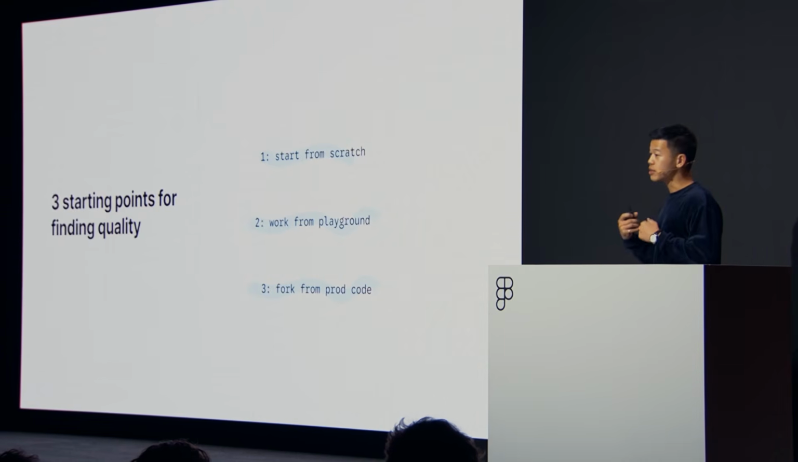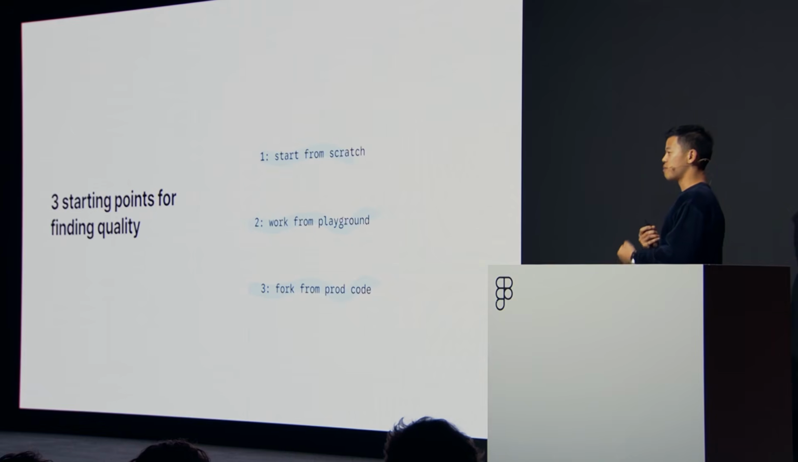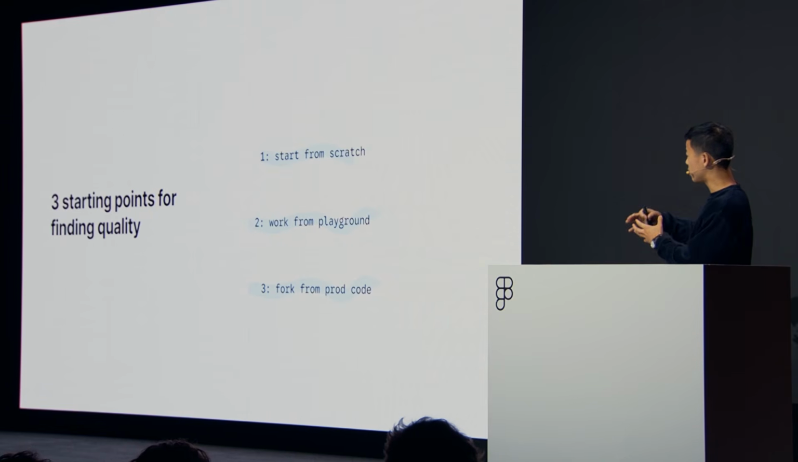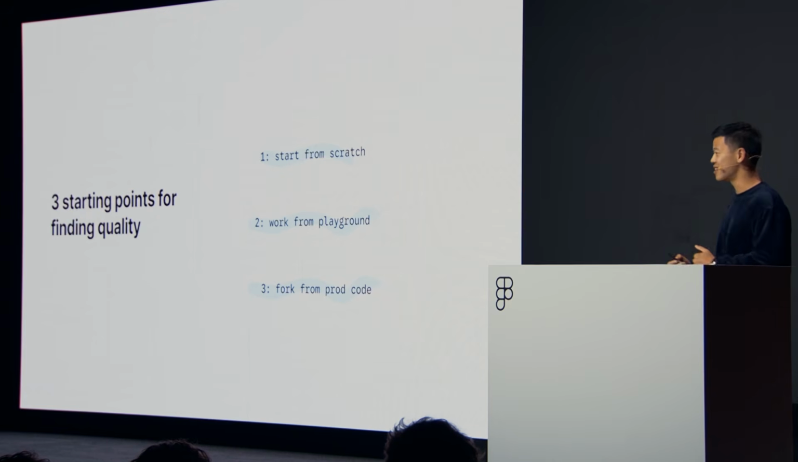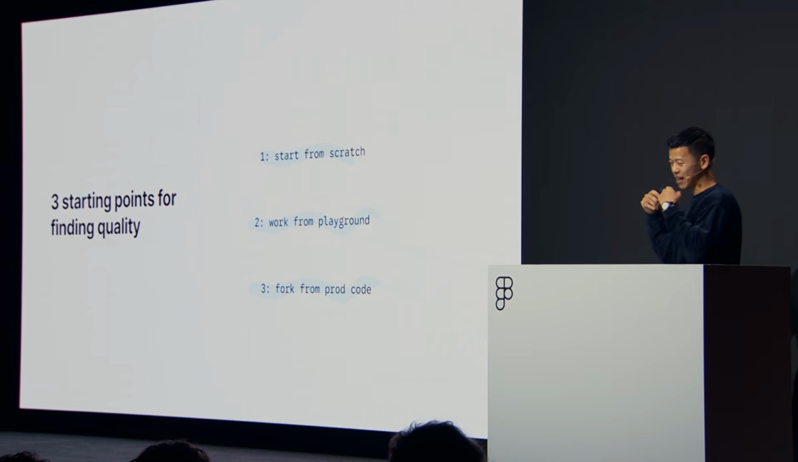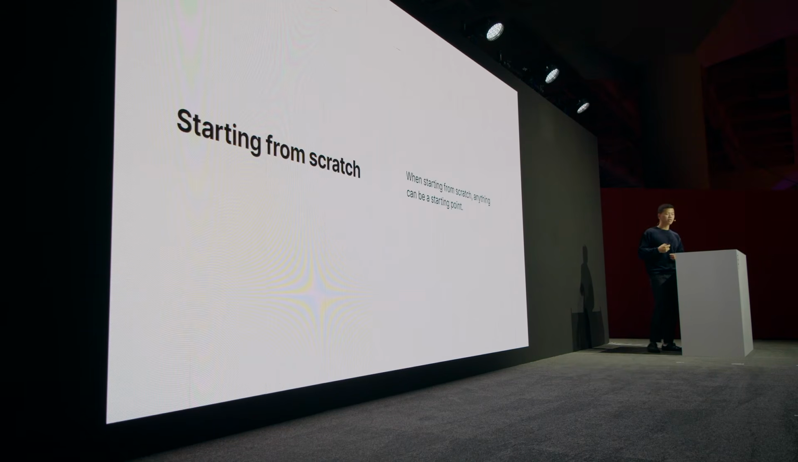Or if you want to reuse existing building blocks but still want to remain experimental, maybe you should invest in a playground that's isolated from production. Or if you really want to get as close to production code as possible and really see how users use this, but in a gated way, then maybe you should be forking off production code. Let's go through each of these, and I'll share a couple of examples with each.